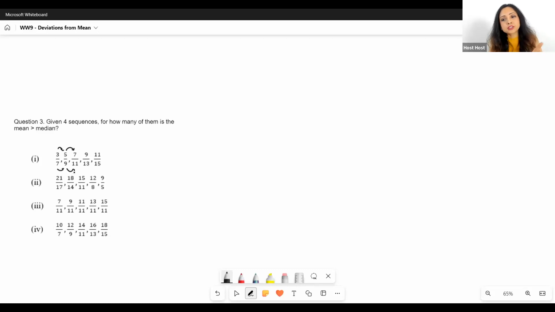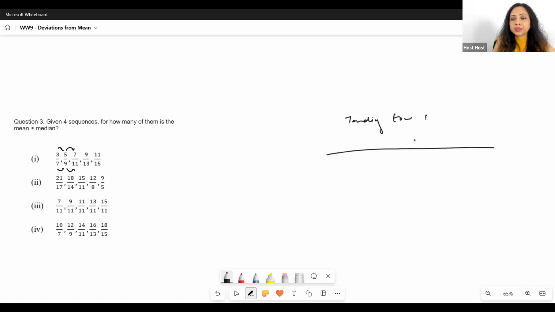So whenever I see a fraction where the numerator and denominator are increasing by the same term, the same positive number, then I know that I have to use that property. Now, what is that property? It is called tending towards 1, right? We'll call it tending towards 1. What that means is that, for example, I have 1 over here.